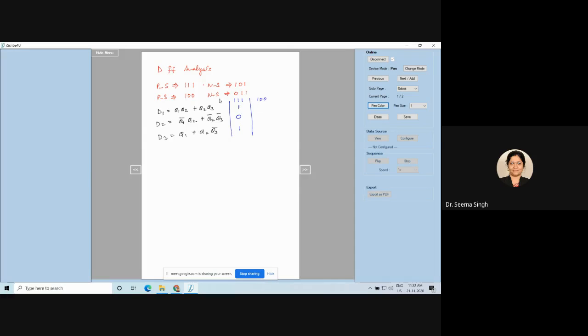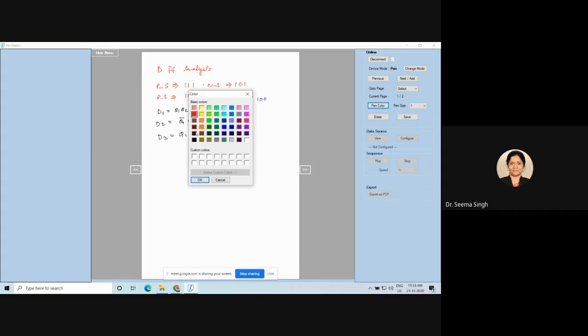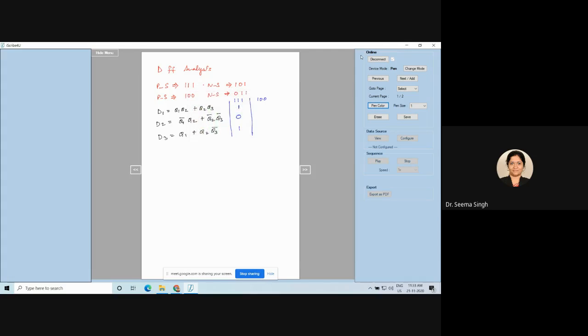Okay, so I will write here with a different color. You should understand the working of D flip flop carefully. Q1 is equal to D1. The output becomes equal to the input. Q1 becomes equal to D1 in the next clock cycle.